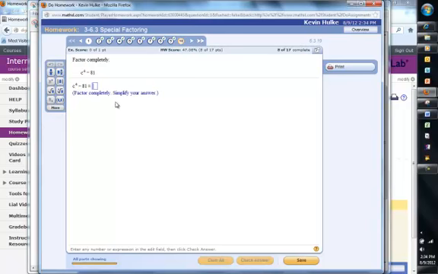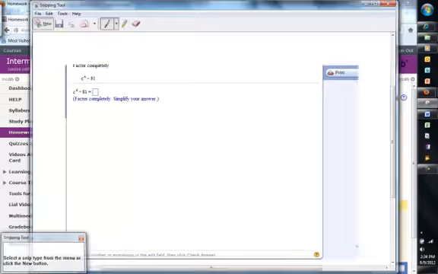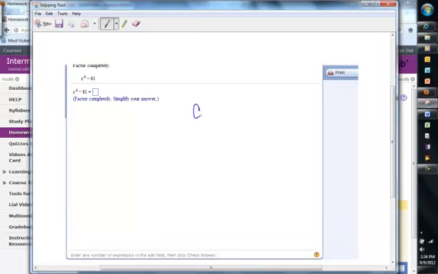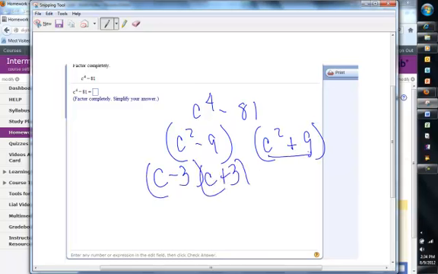All right, number 10. Factor this completely. The key word here is completely, because we know c to the 4th minus 81 factors into c squared minus 9, c squared plus 9. The problem is this part here also factors into c minus 3, c plus 3. This part doesn't factor because it's not a difference of two squares. So that's why that part doesn't factor.